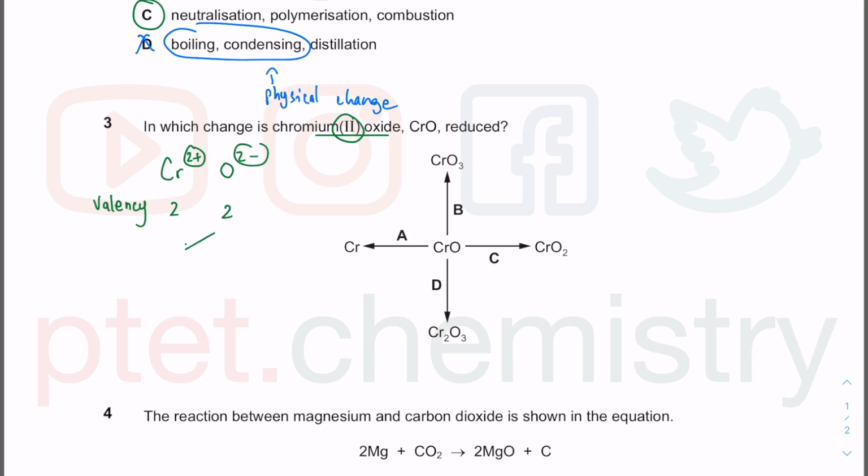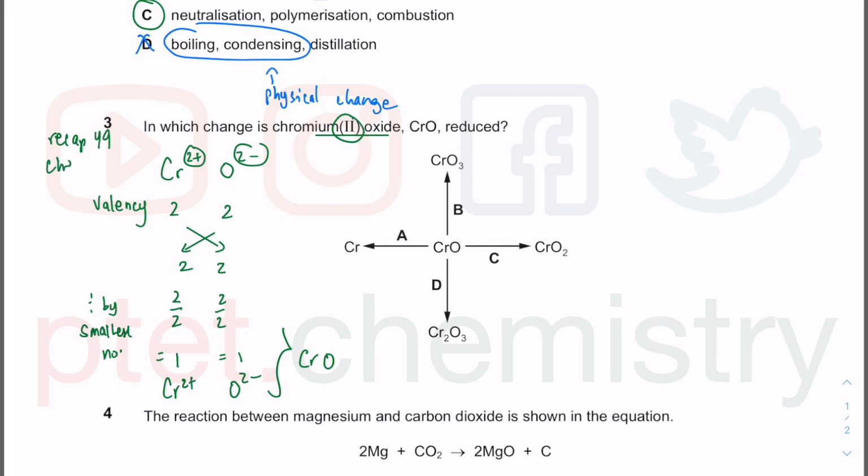Then what we do is we crisscross the valency, and then this can be simplified further. You divide by the smallest number. The smallest number is 2. Therefore, we get the simplest ratio of 1:1. You get 1 chromium 2 plus, you get 1 O2 minus, the formula is CrO. These are not required to be done as a working in this question. This is just a recap of your year 9 chemical formula.